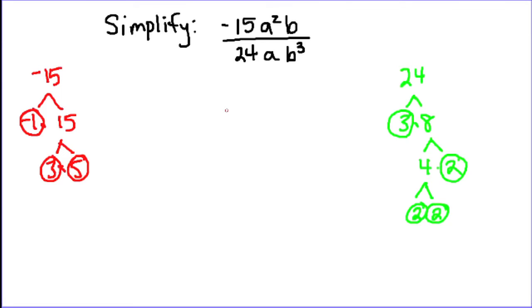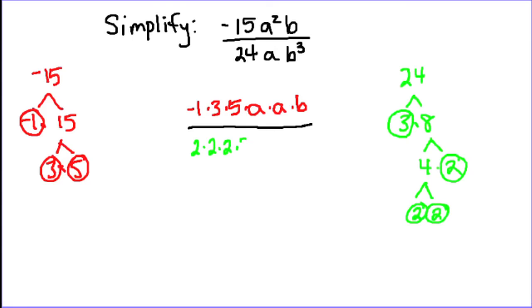And just like the previous example, I'm going to rewrite the numerator and the denominator using its factorized form. So negative 15a squared b becomes negative 1 times 3 times 5. Remember to expand the variables: a times a times b. And that will be over the denominator, which is 2 times 2 times 2 times 3. Once again, expand the variables, times a times b times b times b.